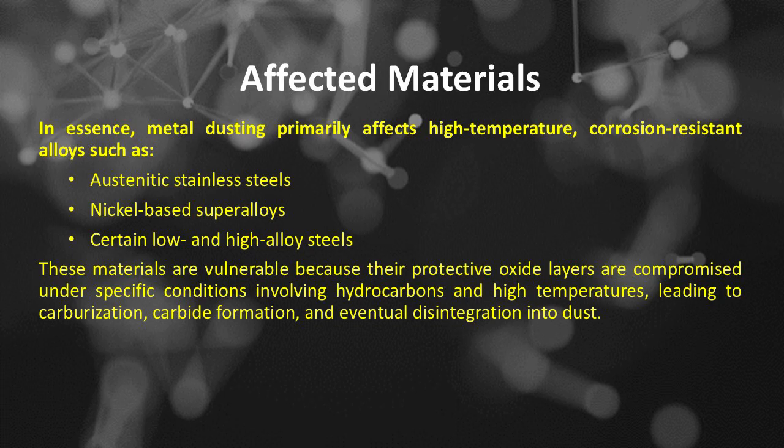In essence, metal dusting primarily affects high-temperature, corrosion-resistant alloys such as austenitic stainless steels, nickel-based superalloys, and certain low and high-alloy steels. These materials are vulnerable because their protective oxide layers are compromised under specific conditions involving hydrocarbons and high temperatures, leading to carburization, carbide formation, and eventual disintegration into dust.